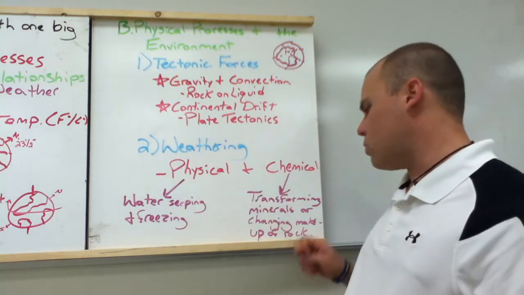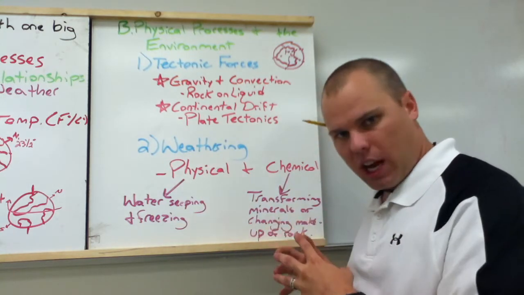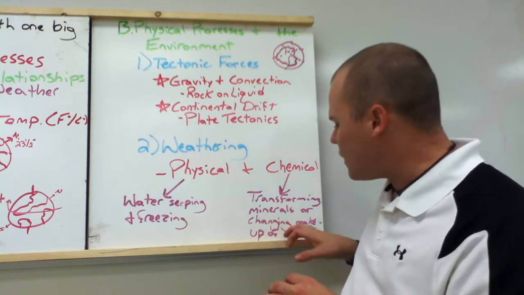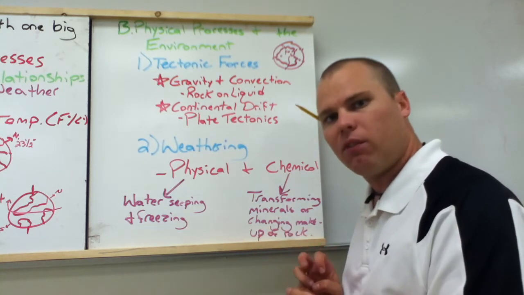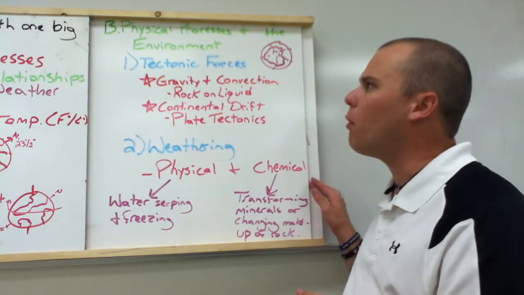Okay? Chemical weathering is when the makeup of that rock changes. For example, if oxide gets into limestone, it starts to melt. Sometimes minerals might start to take on different shapes, all because of chemical processes.